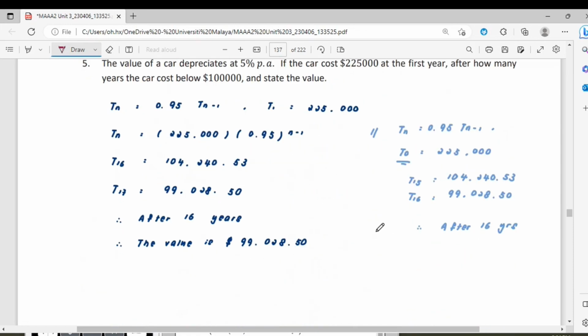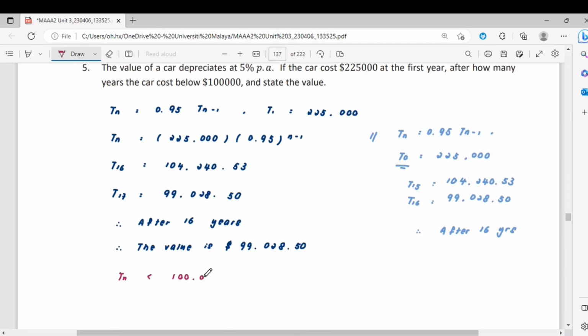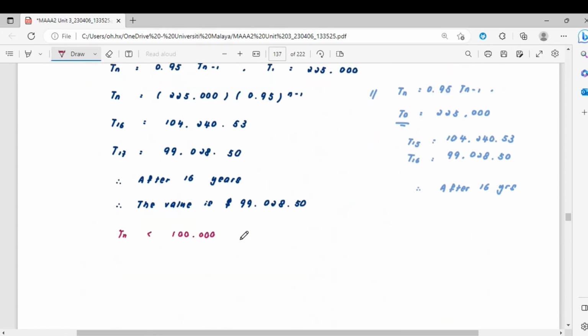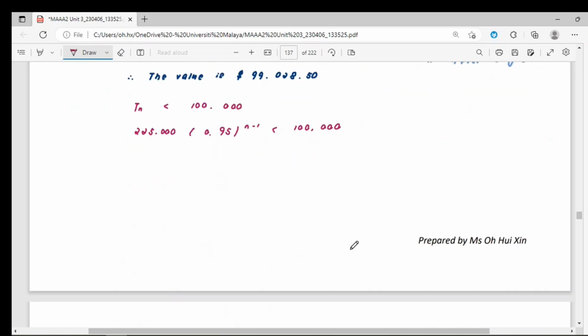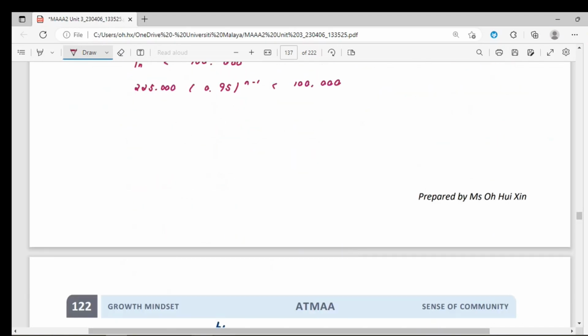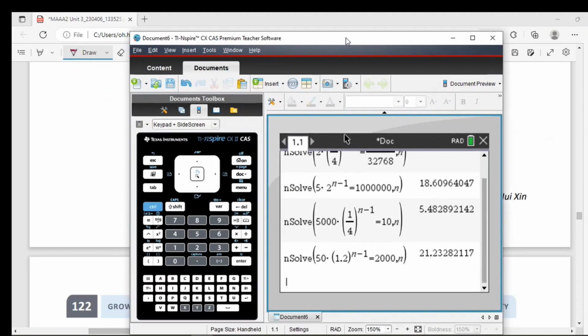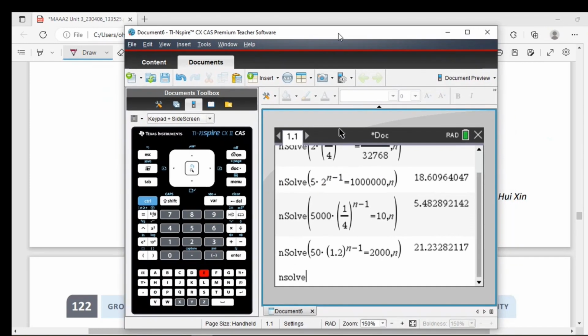So similarly, same thing like just now. After how many years does the cost of the car fall below 100,000? Same thing, equation: 225,000 multiplied by 0.95 to the power n minus 1, less than 100,000. So you can type this in your TI-Nspire and solve.